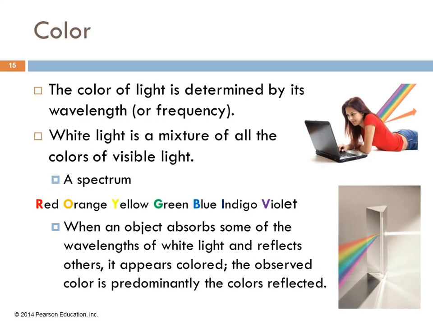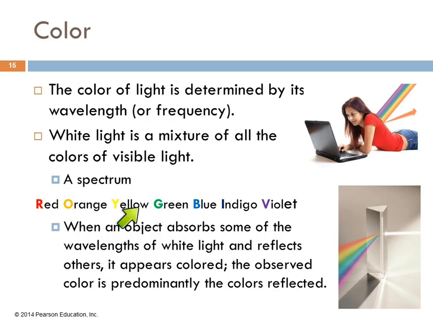Color of light is determined by its wavelength. The wavelength and frequency are related. So the color depends on the wavelength, and the color also depends on the frequency. White light is a mixture of all of the colors. It's a spectrum of light. And if we take white light and pass it through a prism, it's separated into a rainbow. And we see all the different colors of light that are in that white light. And this is the spectrum.